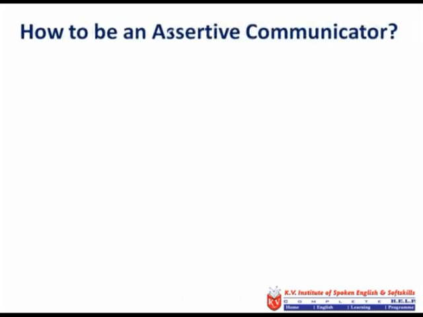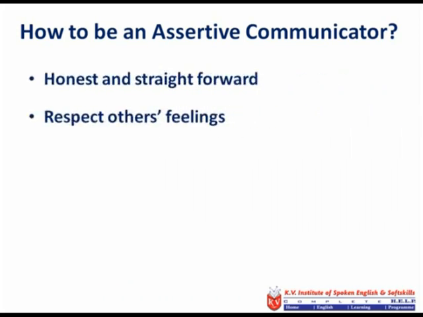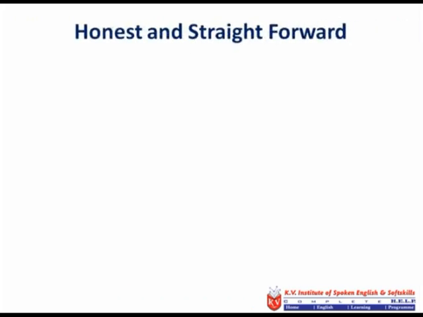To be an assertive communicator, you need to work on 3 important factors. They are: honest and straightforward, respect others' feelings, and body language and tone. Honest and straightforward. To be honest, it needs a lot of determination. The following are the factors a person needs to concentrate on while communicating honestly.